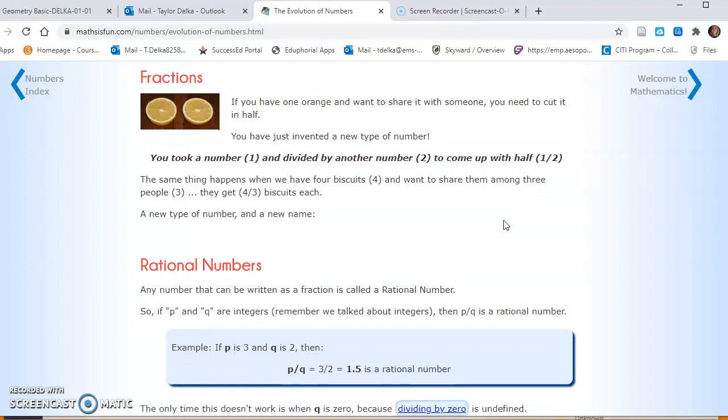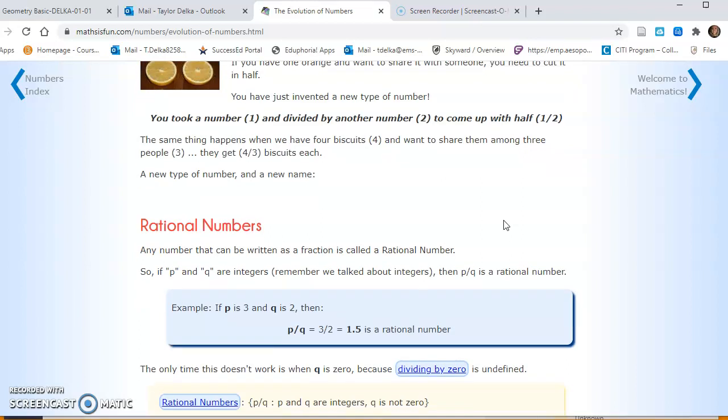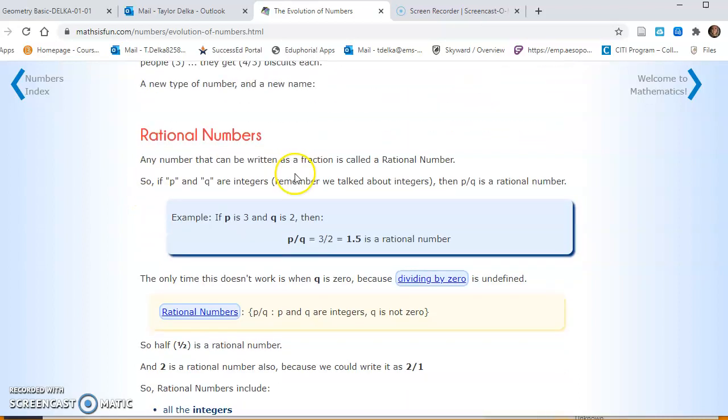So they give us a picture of an orange, and they want you to share it with someone, so you cut it in half. You've just invented a new type of number. You took 1, you divided it by 2, and you came up with 1/2, or if you're better with decimals, it would be 0.5. The same thing happens when we have 4 biscuits and want to share them with 3 people. They get 4/3 biscuits each, a new type of number and a new name.